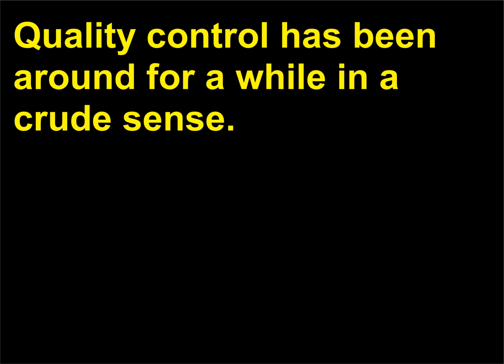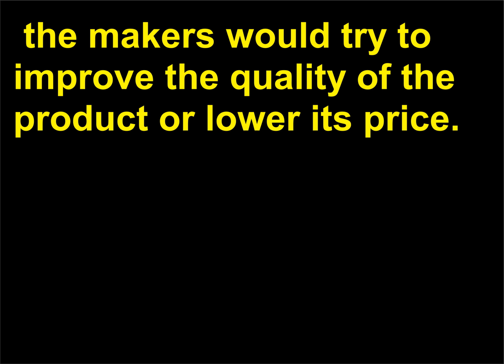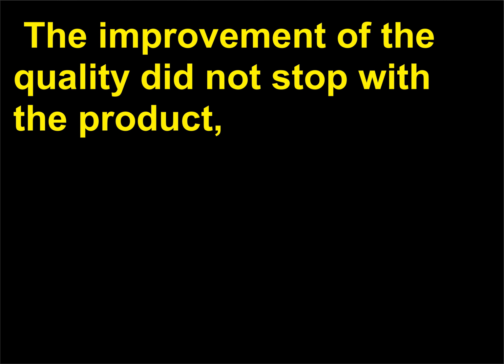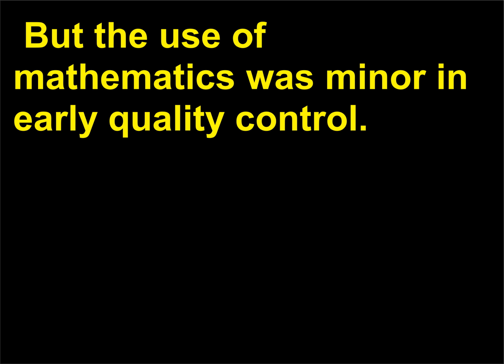Quality control has been around for a while in a crude sense. When a certain product was manufactured, and consumers chose that product, the makers would try to improve the quality of the product or lower its price. The improvement of the quality did not stop with the product, but also included the process for making the product. But the use of mathematics was minor in early quality control.